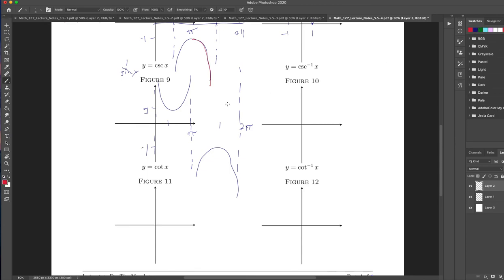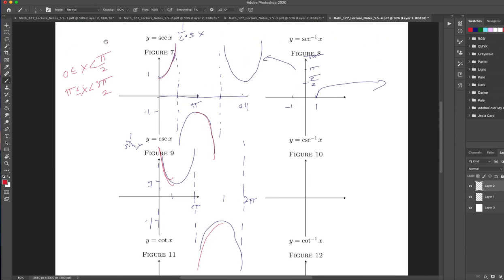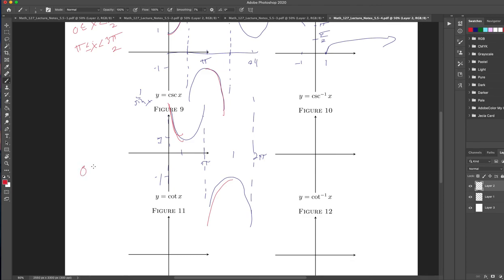So where are we going to restrict this domain? In order to make this work, we're going to go from 0 to pi over 2 again. And then we're also going to go from pi to 3 pi over 2. So this has the same domain as the secant. So these are the same. So it's from 0 to x to pi over 2, and then pi less than or equal to x less than 3 pi over 2.